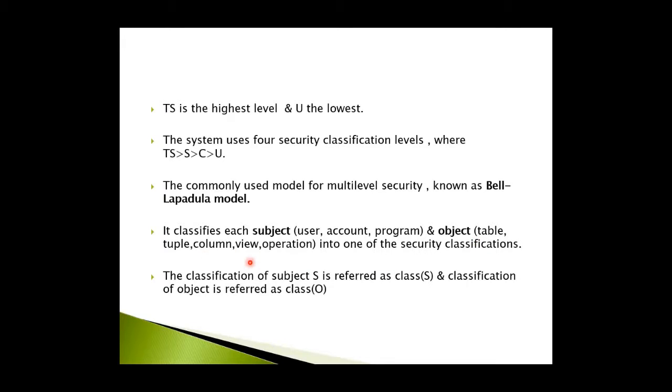Now, after these classifications, as per the subject and object, one of the security classifications is taken into consideration as per the requirement of that particular organization. The classification of subject S is referred to as class of S, and the classification of object O is referred to as class of O. These are the nomenclature or representations of how the class of a subject and the class of an object can be represented.